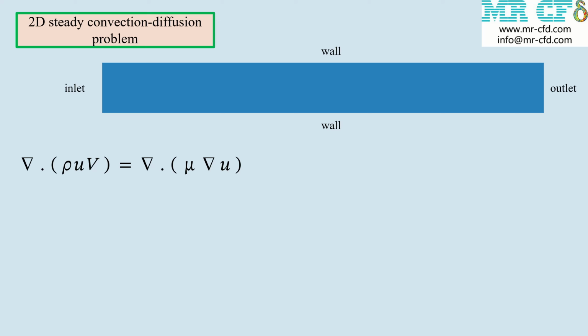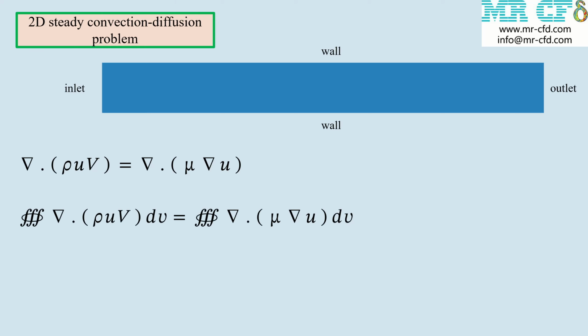Now let's integrate the equation over a control volume. By using Gauss's divergence theorem, we can convert the volume integral into a surface integral over the control volume boundaries.